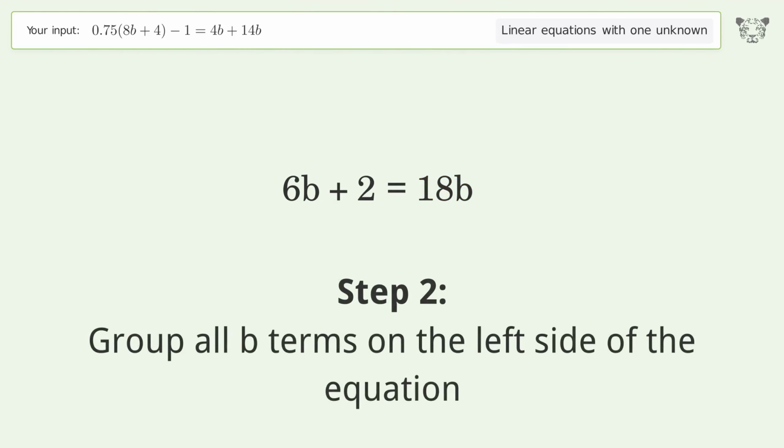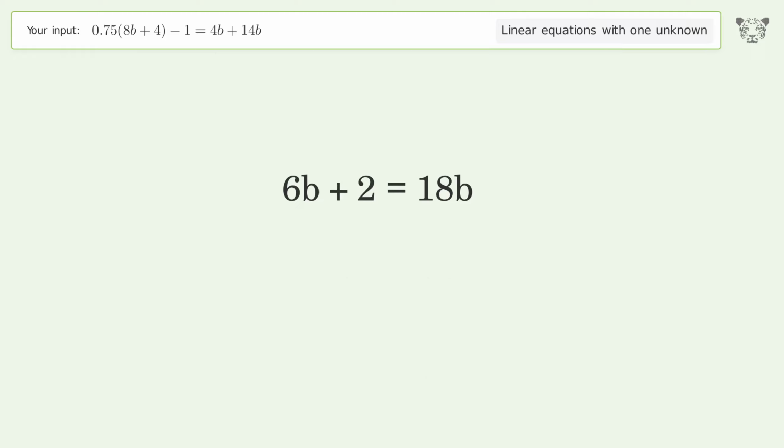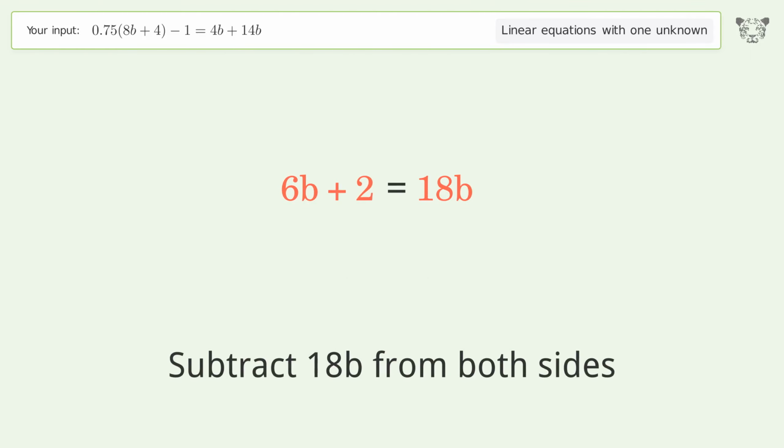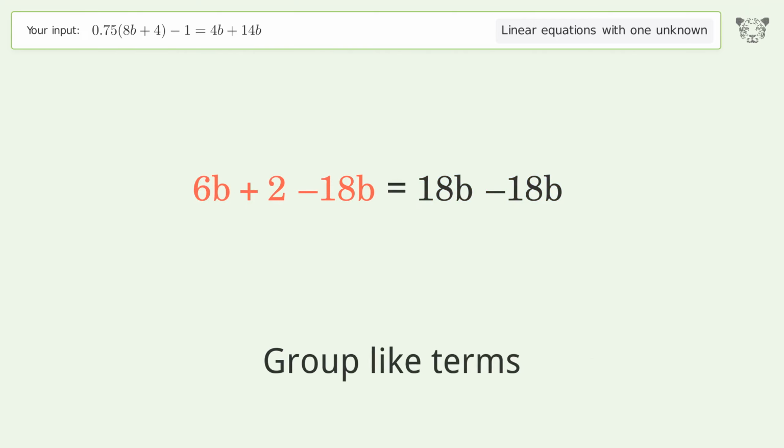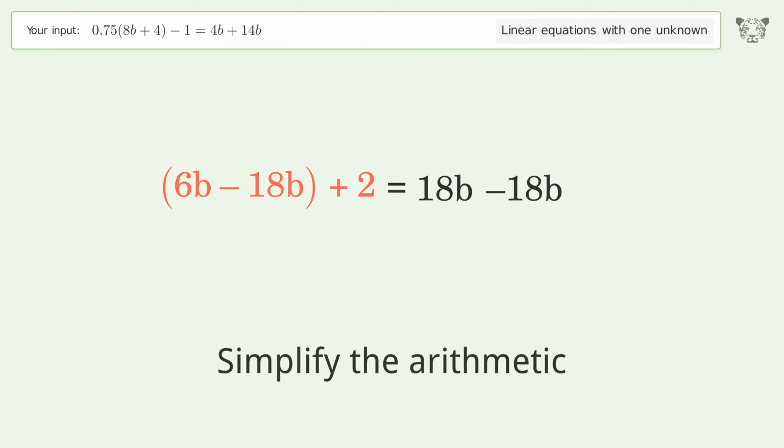Group all b terms on the left side of the equation. Subtract 18b from both sides. Group like terms. Simplify the arithmetic.